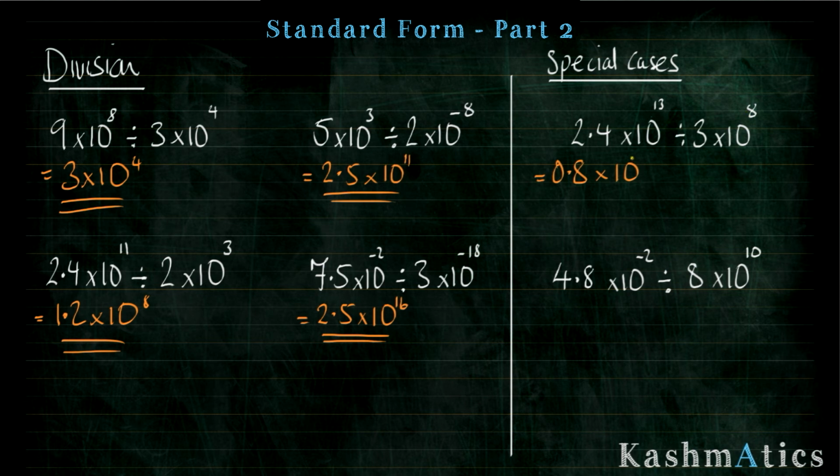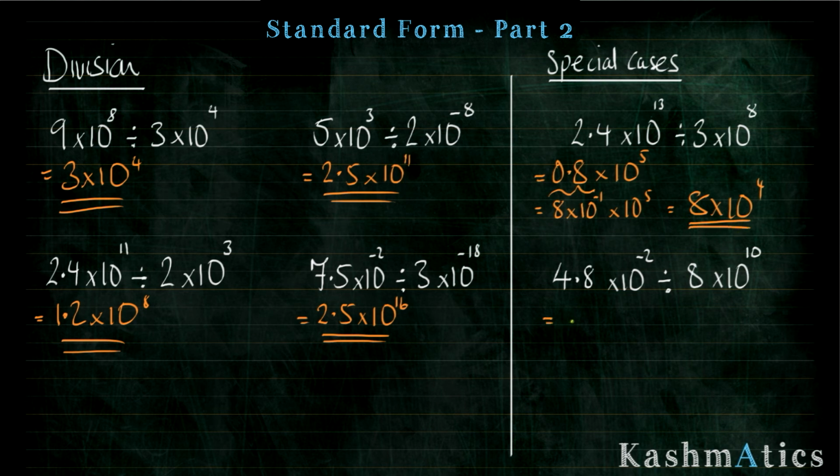13 take away 8 is 5. Now let's see what we can do here. And that is the same as 8 times 10 to the power minus 1. Okay, remember that means 8 divided by 10, which is 0.8, multiplied by 10 to the power 5. Okay, and now I've got to use my multiplication rule, which means I add these powers together. Right, so that would give me 8 times 10 to the power 4.